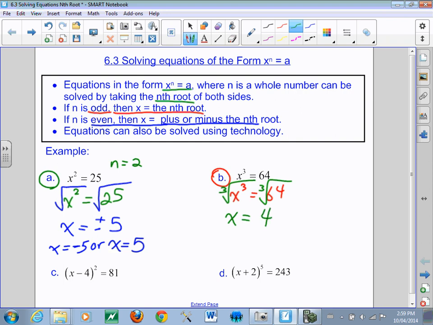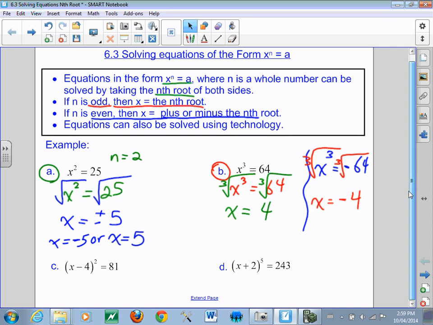4. On a side note, ladies and gentlemen, just recall that if I give you this example, x cubed equals negative 64, you're going to take the cubic root of both sides. And yes, you can take a cubic root of a negative, just not a square root of a negative. So it's going to be x equals negative 4 in this case. And again, you probably have a cubic root button on your calculator.